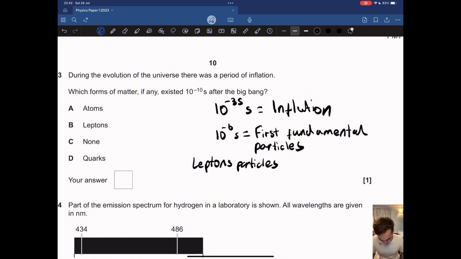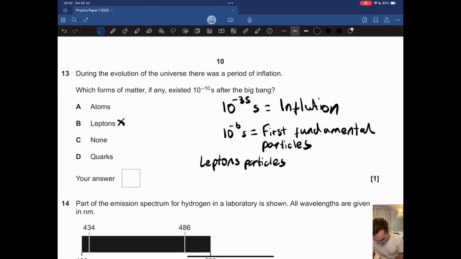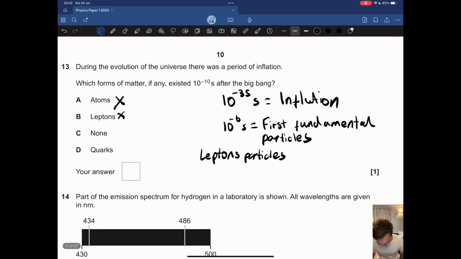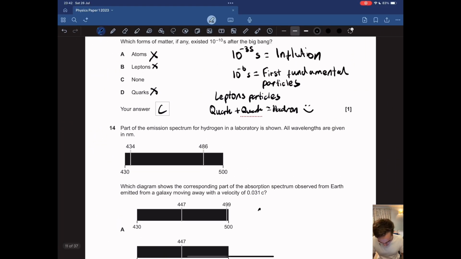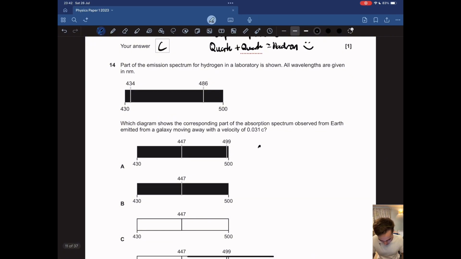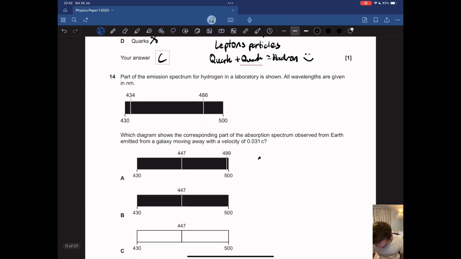So 10 to the minus 10 is before. So nope. Atoms are even later than leptons. Quarks are fundamental particles as well. Quarks make up hadrons. Quark plus quark equals hadron. So none of them. So it's none. That's boring. There might be another quark actually there. Anyway, I'm pretty sure quarks happen in thirds. You probably know that.